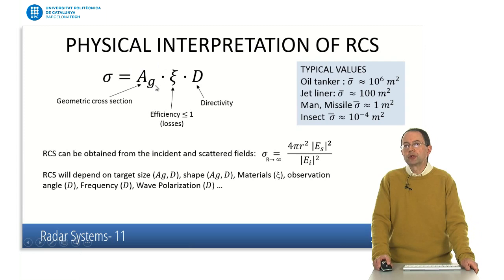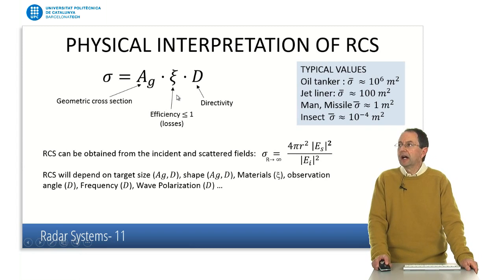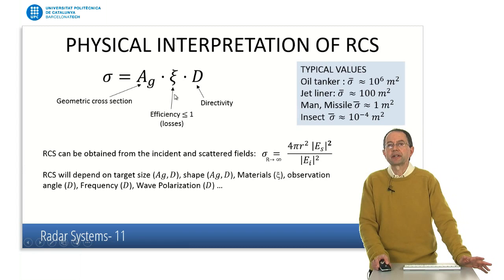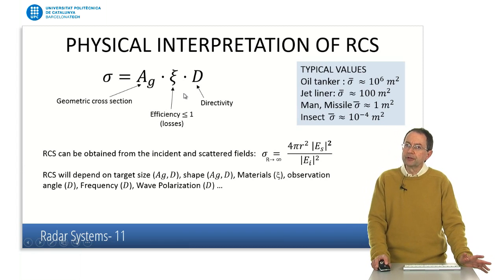Then, what's going to happen with this power? Well, if we have losses, part of this power is going to be dissipated in heat, and part of this power will be re-radiated. But when this power is re-radiated, it is important to consider the directivity of this scattering or re-radiation process, and this is the role of this third parameter, directivity.